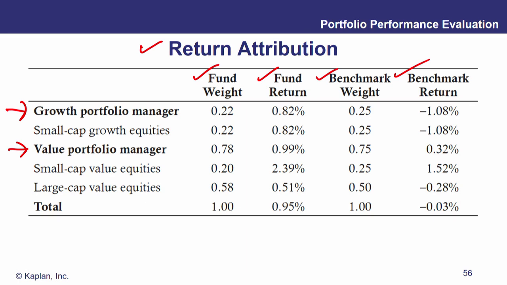Now we look at value, fund weight was 0.78. The benchmark weight was 0.75, so they actually overweighted value and they underweighted growth. Now when we look at the returns, the fund earned 0.99% versus the benchmark of 0.32%. And whenever you see a return attribution, I want you to get in the habit of looking at the overall benchmark return. That can be very helpful.